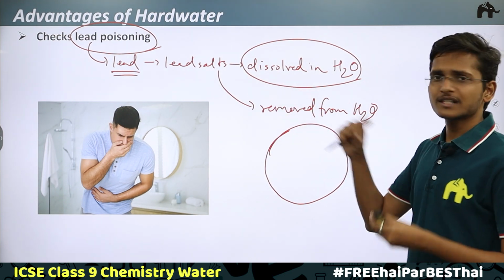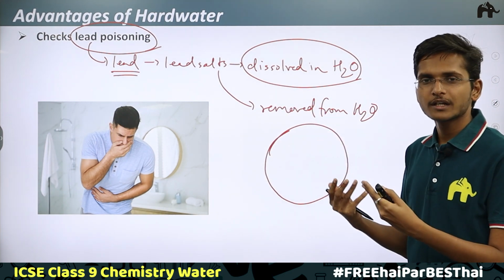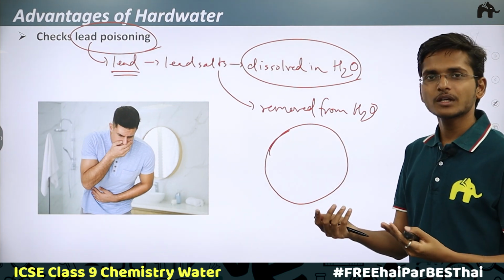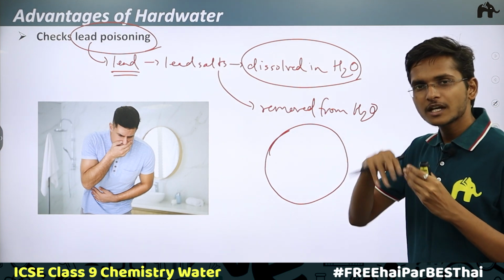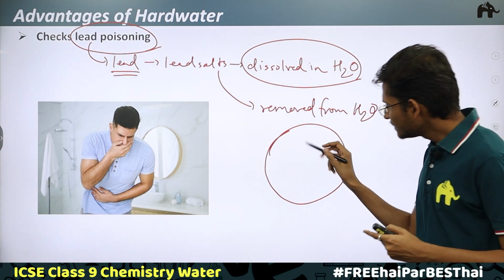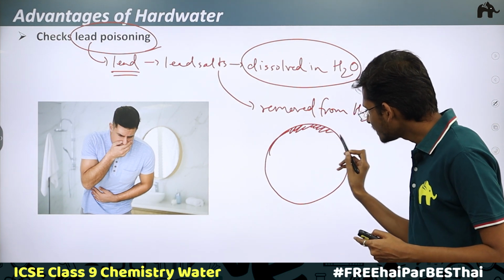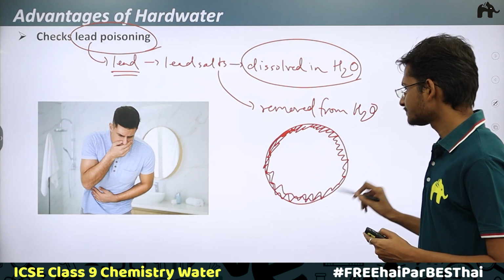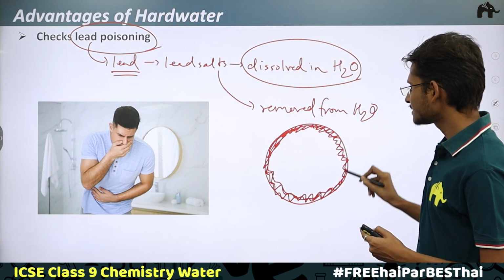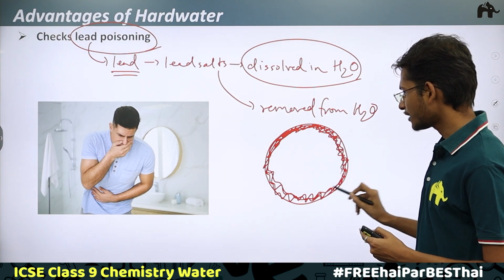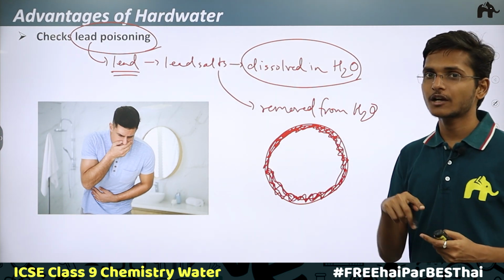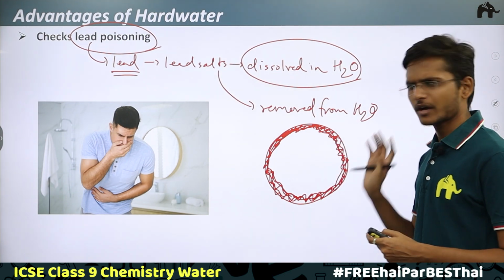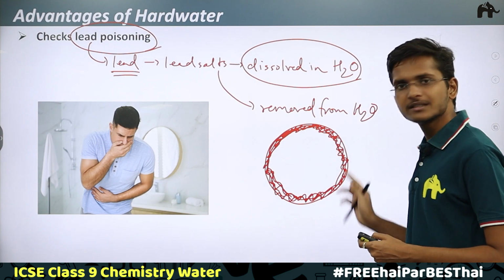When lead salts are removed from the water, in short our hard water is making the lead salts insoluble. Insoluble means they are not getting dissolved in water. So these lead salts start to deposit on the inner lining of the pipe, like this. By looking at the inner lining of the pipe accumulated with such salts, we can figure out that yes, the water coming is absolutely hard water, because only hard water can do this.